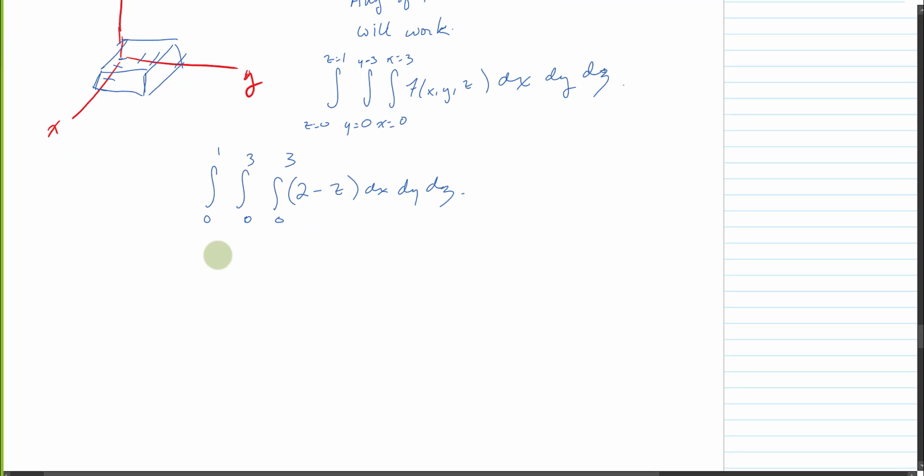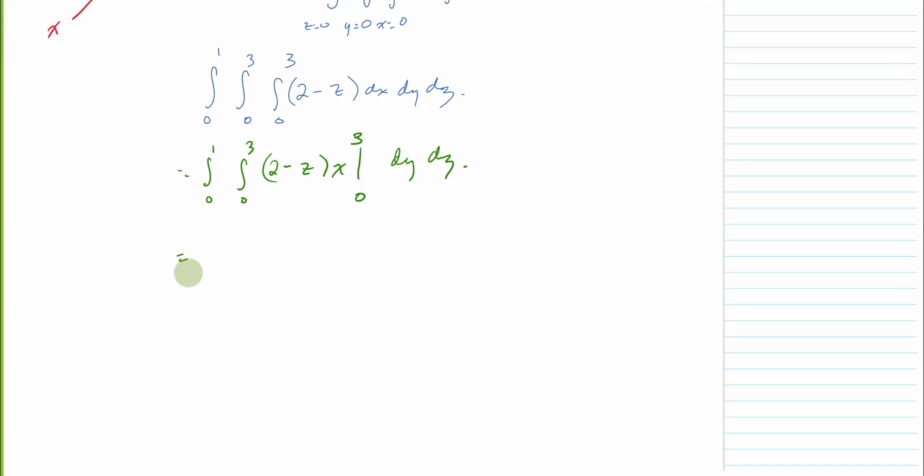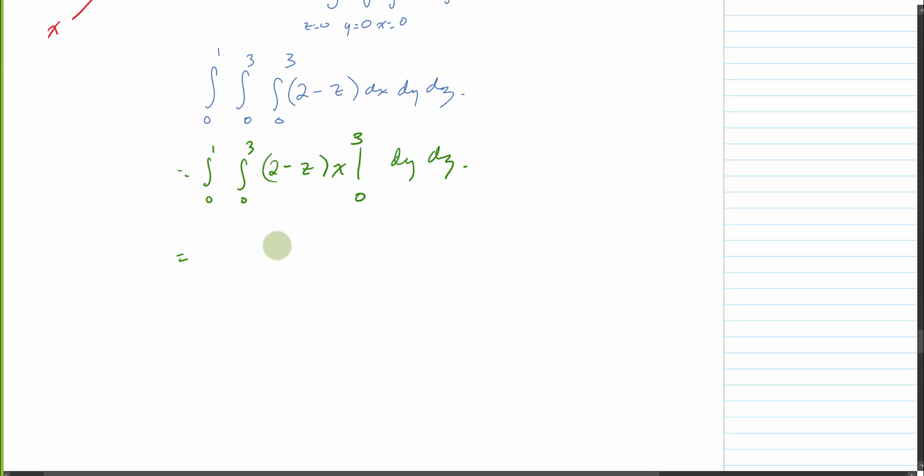Okay. So anyway, if we integrate this with respect to x, from 0 to 1, 0 to 3, we'll have (2 minus z) times x, evaluated from x equals 0 to x equals 3, dy dz. And then evaluating this, notice that the lower one will vanish, so we get the integral from 0 to 1, 0 to 3 of 3 times (2 minus z) dy dz.